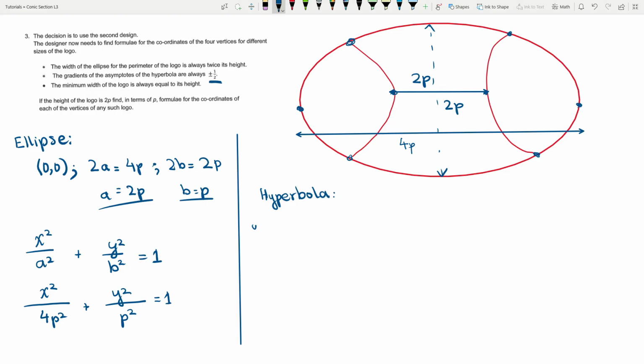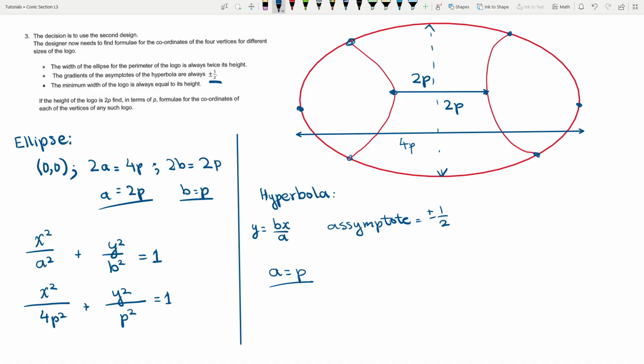We know that y is equal to bx over a. Our asymptote is plus minus 1 over 2. So therefore we know our a value. A is, sorry, A is actually p.